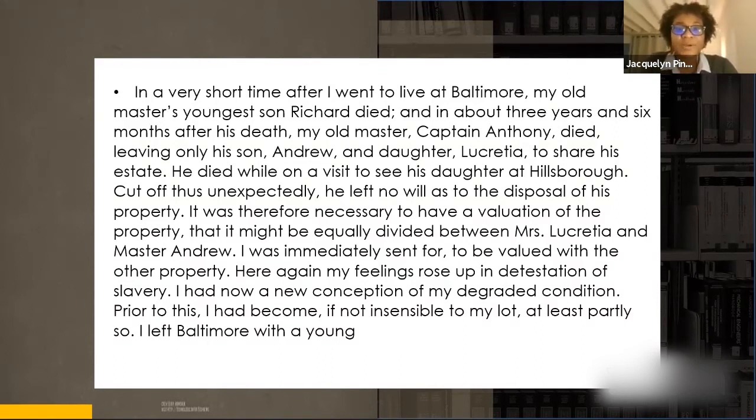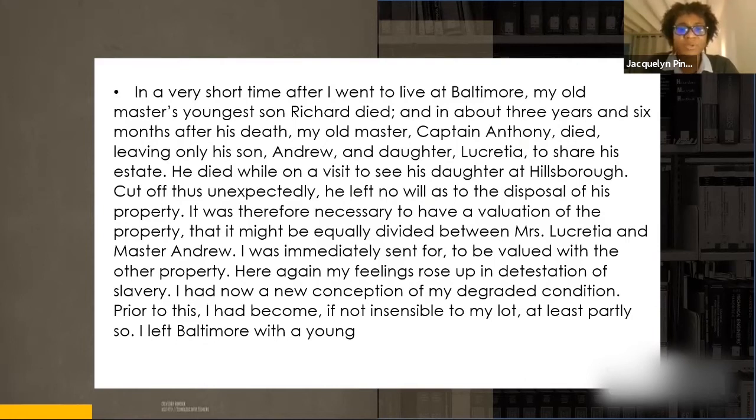"It was therefore necessary to have a valuation of the property that it might be equally divided between Mrs. Lucretia and Master Andrew." Okay, that's normal, right? When someone dies, the heirs have to divide up the property. What is left, they have to divide it equally, right? Especially if there's not a will. "I was immediately sent for to be valued with the other property" because slaves were viewed as property. They weren't viewed as human beings. "Here again, my feelings rose up in detestation of slavery." All right, so we're seeing now how he felt as a person with these events happening to him. "I had now a new conception of my degraded condition."